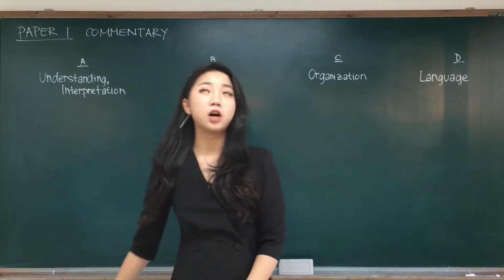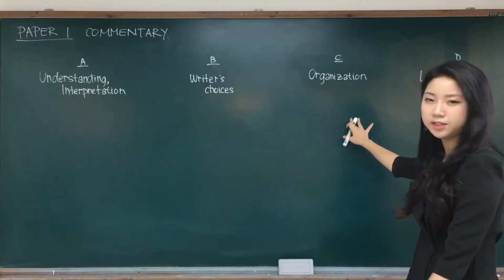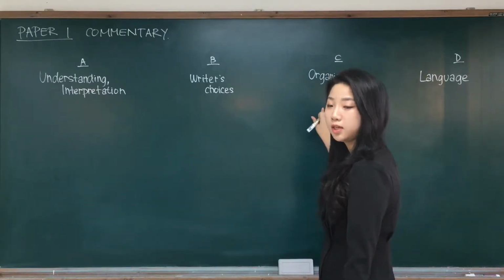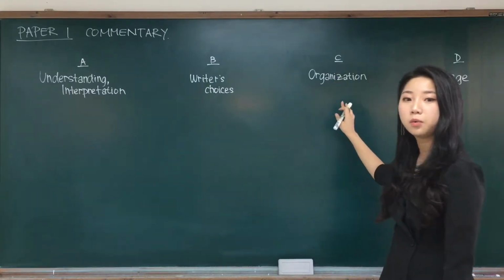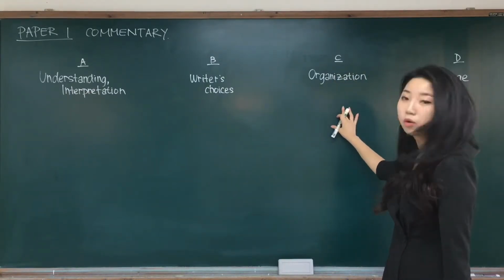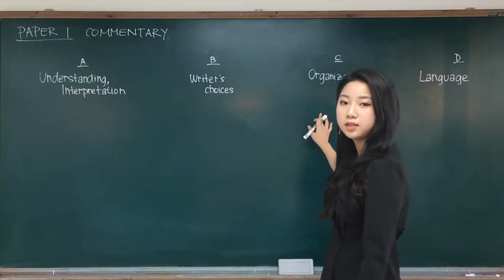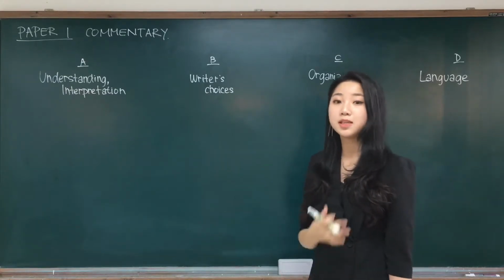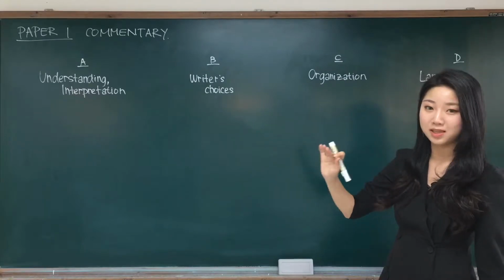Now moving on to Criterion C, which is organization. Organization refers to the organization of your commentary. They look at how well structured your commentary is, as well as the coherency of your ideas. This means that the flow and the presentation of your ideas need to be very clear and precise.